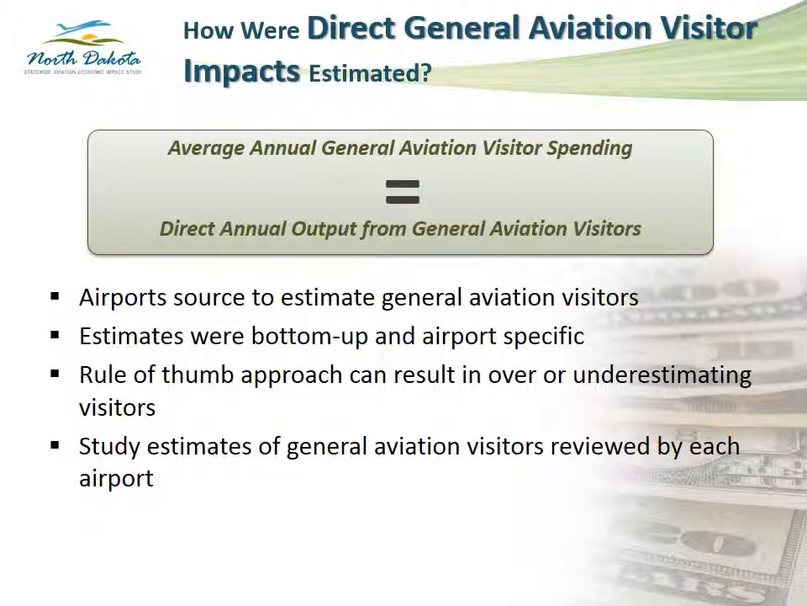All airports provided information that was used to support their specific general aviation visitor estimates. Specific bottom-up estimates of visitors were developed for each airport. A rule-of-thumb approach was not used to estimate general aviation visitors, as this type of approach can result in over- or underestimating impacts in this category. Each airport helped to develop their estimate of general aviation visitors, and each airport reviewed these estimates before they were used in the study to estimate impacts in the general aviation visitor category.